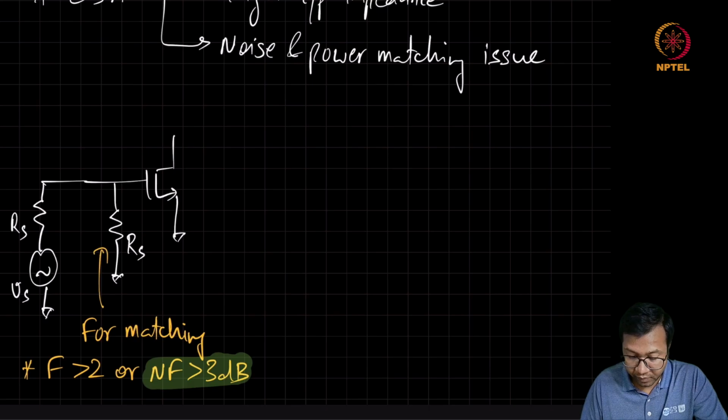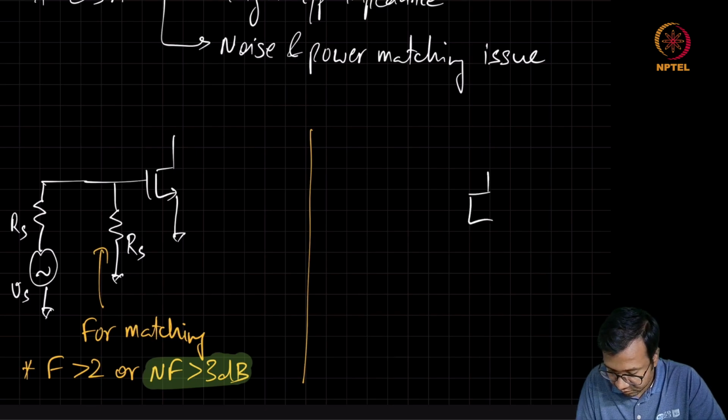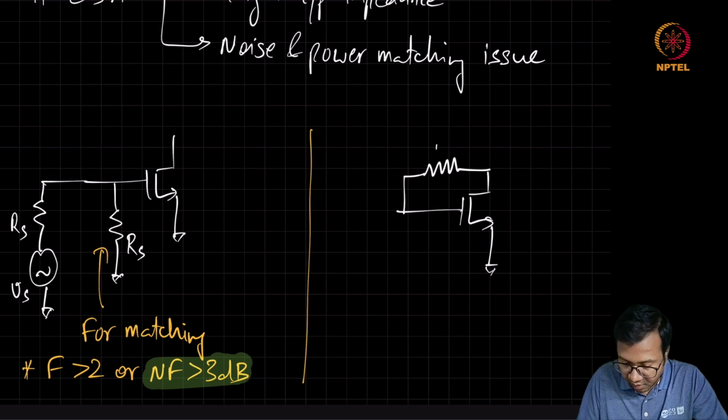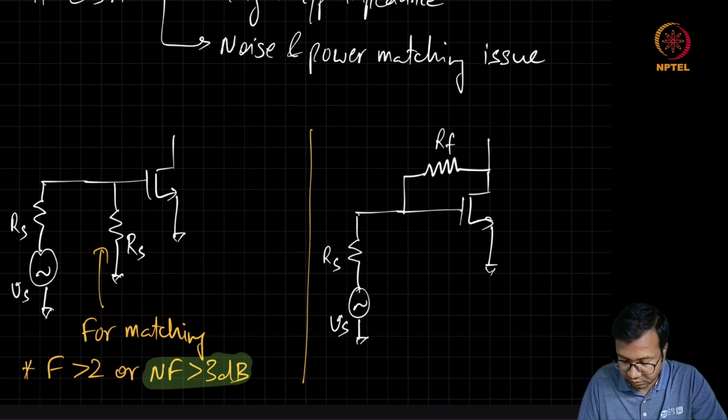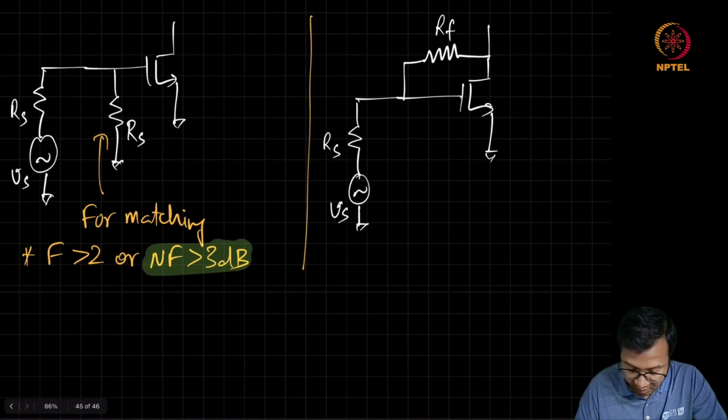Another way to reduce the input impedance of a common source amplifier is by using a shunt feedback at the input. Okay, so we know that if we want to reduce this impedance looking in, we can do a shunt feedback, and the simplest shunt feedback is just by connecting a feedback resistance from the drain to the gate. With this shunt feedback, again we can do a very simple analysis.